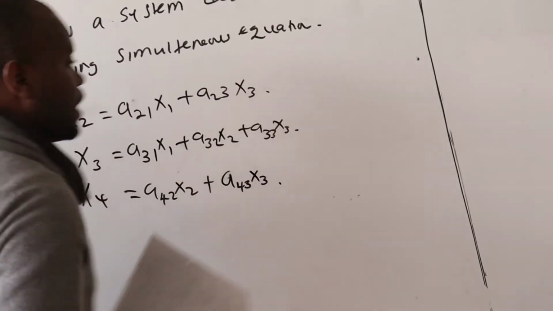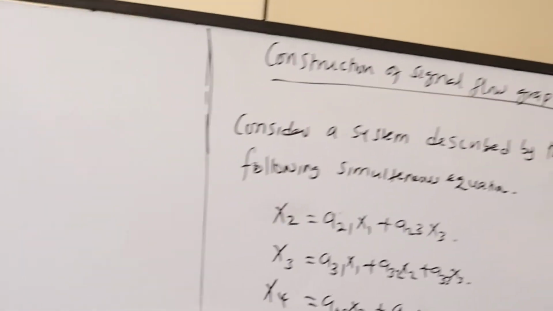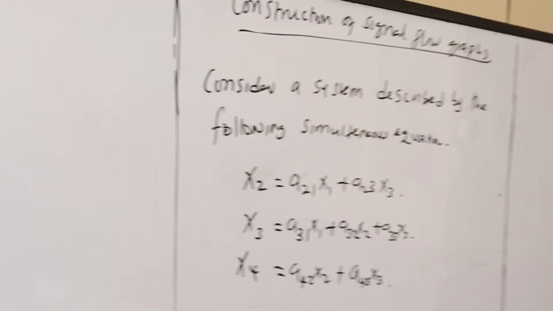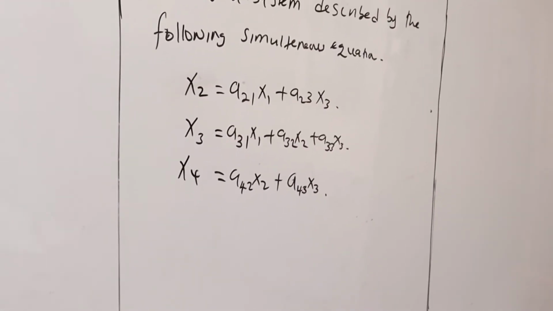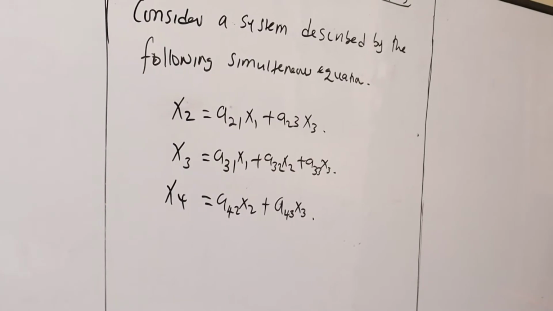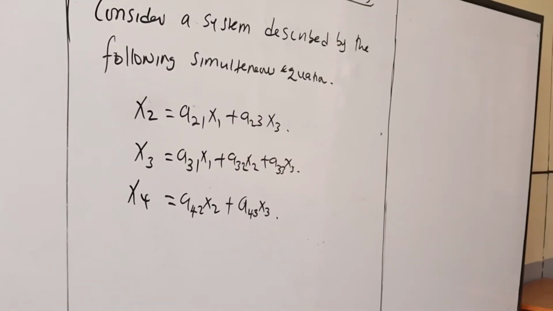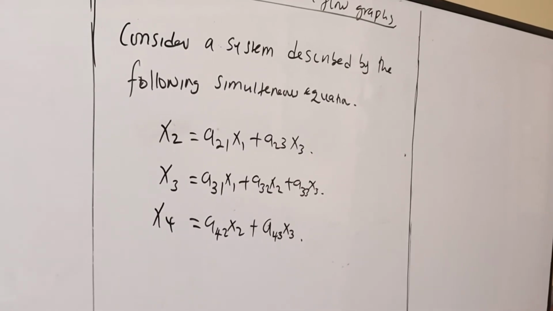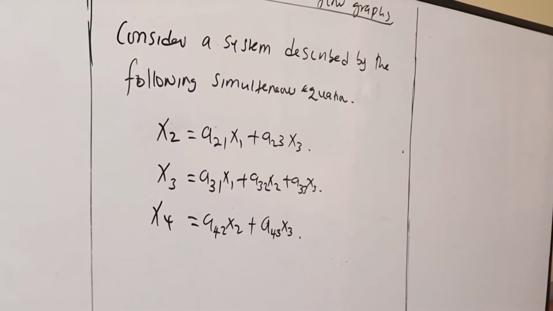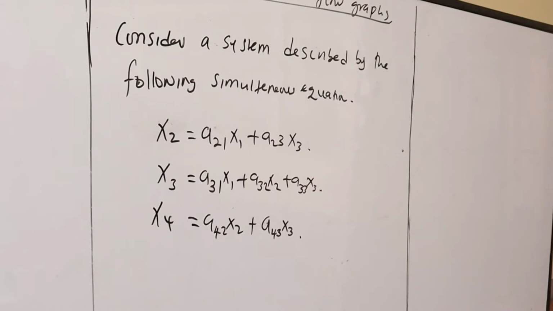So looking at these equations, I want us to develop a signal flow graph for them, so that we can look at how we can develop it, because we said that we can always develop signal flow graphs from simultaneous equations. And remember, we talked about what we call the rules. There is the transmission rule, there is the multiplication rule, and also we talked about the additional rule.